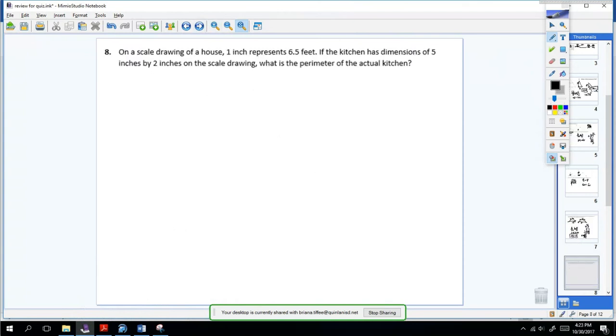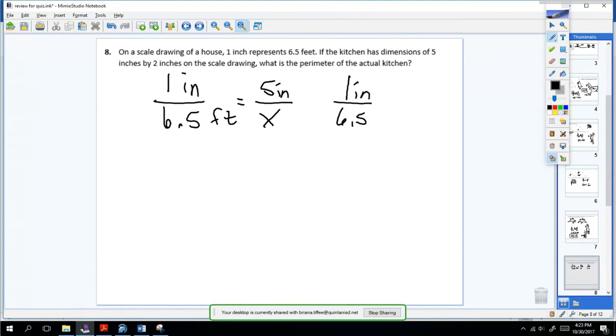Okay, 8. On a scale drawing of a house, 1 inch represents 6.5 feet. Okay, right then and there, 1 inch represents 6.5 feet. That's the first thing you write. If the kitchen has dimensions of 5 inches by 2 inches, what's the perimeter of the kitchen? So we're going to create two proportions. We're going to convert 5 inches, and we're going to use the same ratio. And we're going to convert 2 inches.